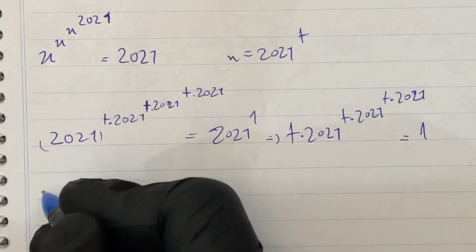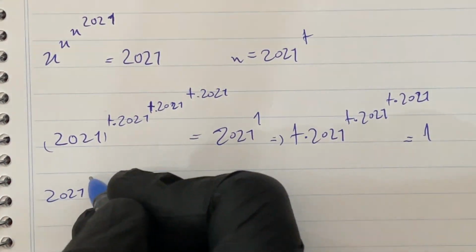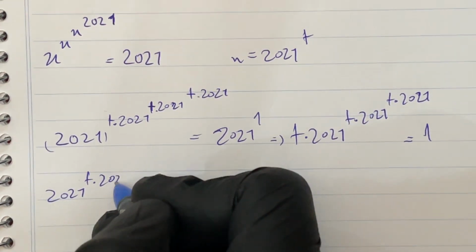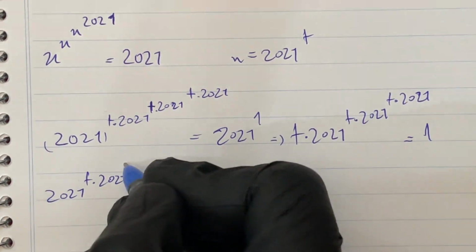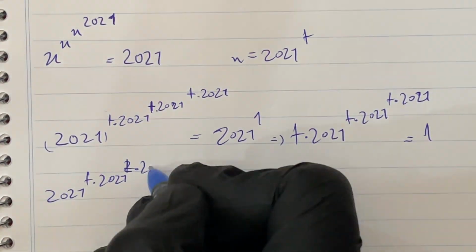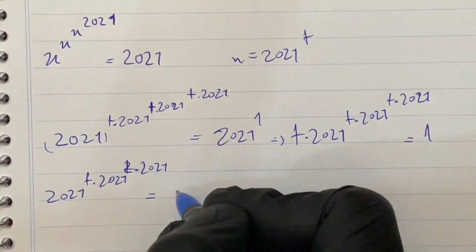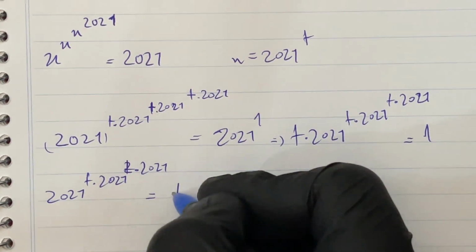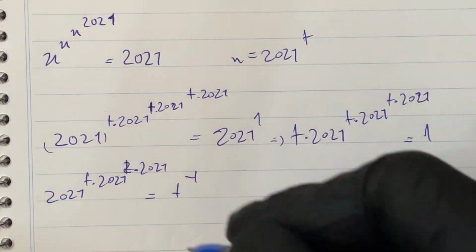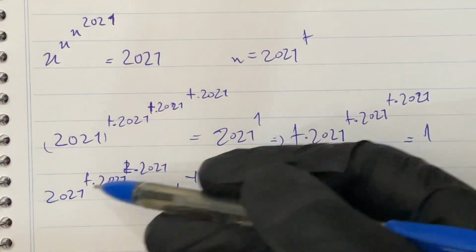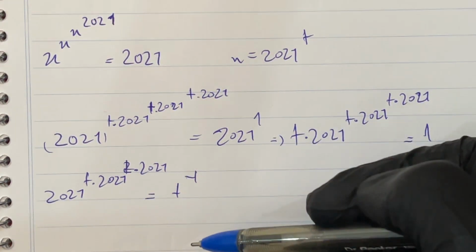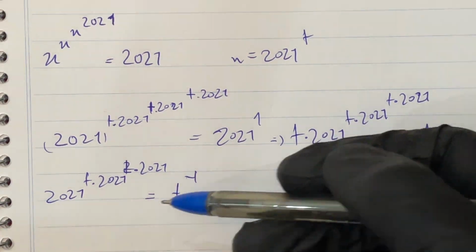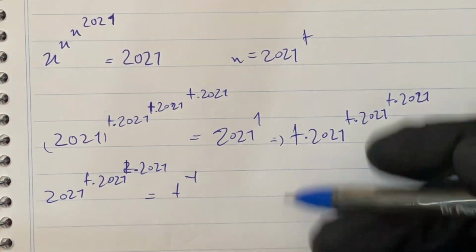So we have 2021 to the power of t times 2021 should be 1 over t, which is t to the power of -1. And again, you see here we just have two variables. Let me just do a substitution again here.